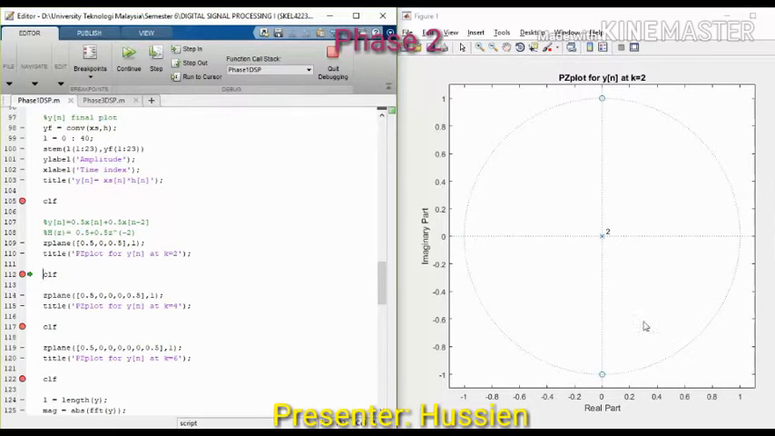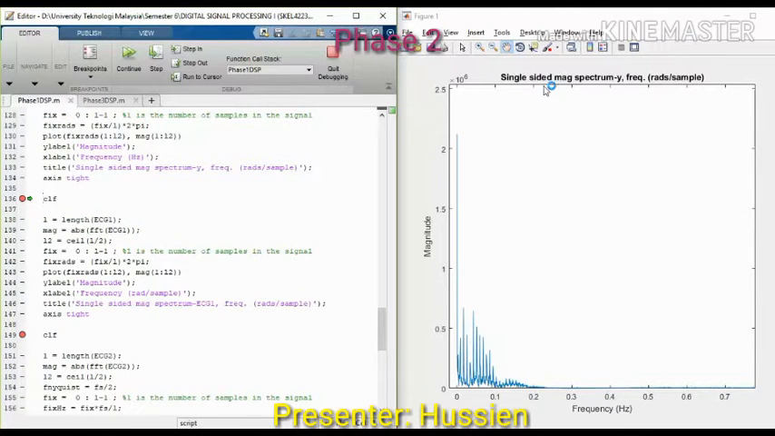This is the pole zero plot for our filter given in phase 1, and as we can see there are 2 zeros and 2 poles at the origin. The number of zeros surely should be equal to the number of poles. If we increase k from 2 to 4, there will be 4 zeros, and the number of poles also increases to 4. If we use k equals 6, we will also find that the number of zeros is 6 and the number of poles is 6. So the stability of the system, as we can see, is always a stable system.